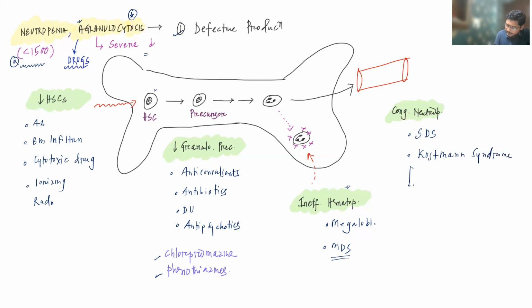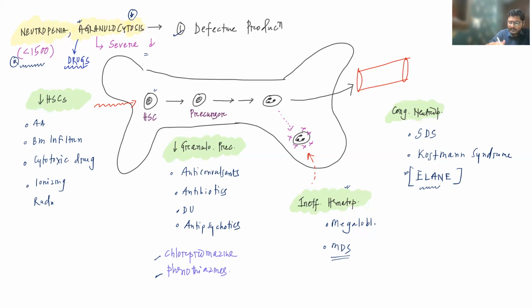Postman syndrome is caused by ELANE gene mutation. ELANE is neutrophil elastase. So Postman syndrome is caused by ELANE gene mutation, and this is an example of congenital neutropenias. So these are the various causes which can cause decreased production of the neutrophils.